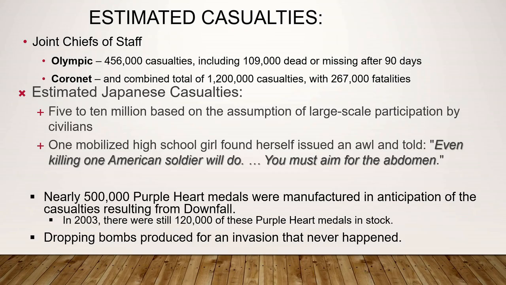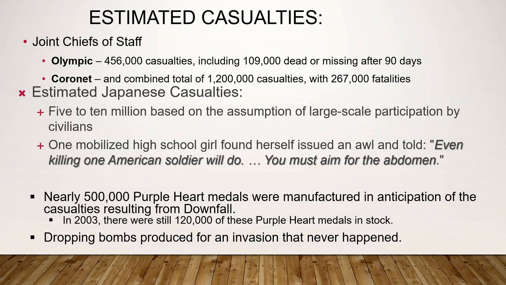And America was producing so much stuff by this point. And so just as an example, we produced 500,000 Purple Heart medals. That's the medal you get if you're a casualty, wounded or killed in combat. And so we produced 500,000 Purple Heart medals to prepare for this battle. Because the battle never happened, we still have Purple Heart medals left over from World War II. So with all the wars we've fought since World War II, if you get a Purple Heart medal today, it was made for the invasion that never happened.